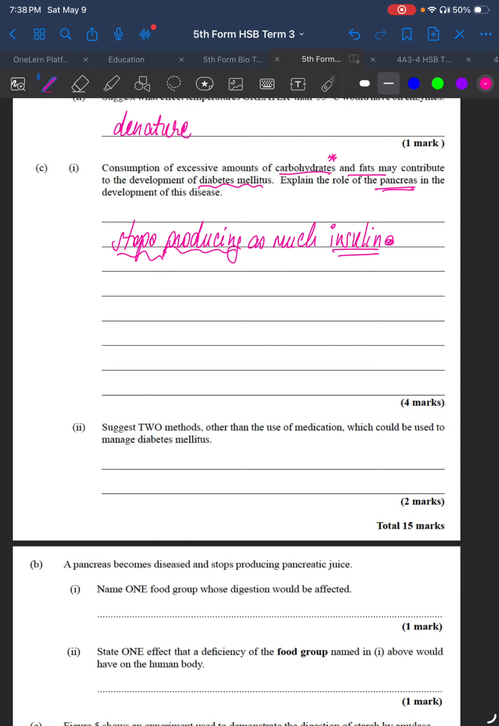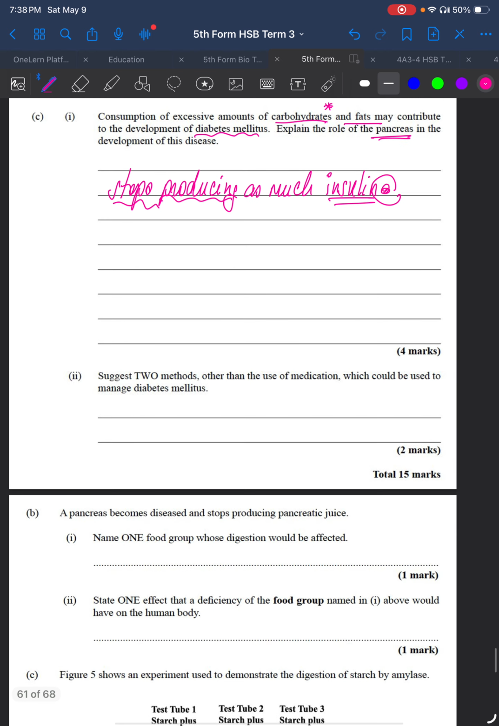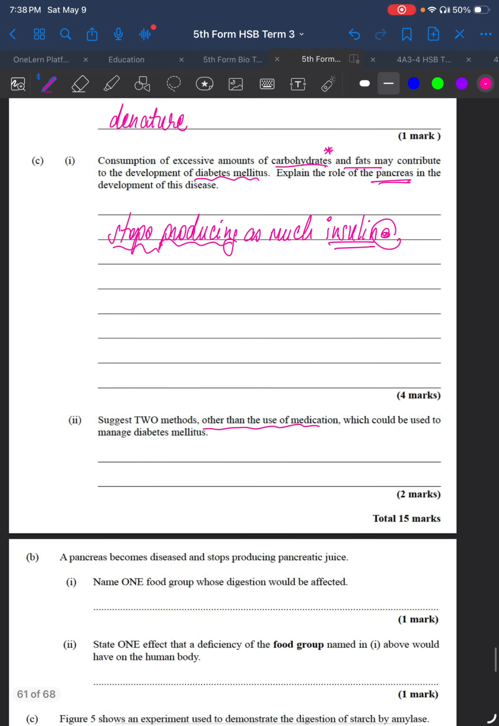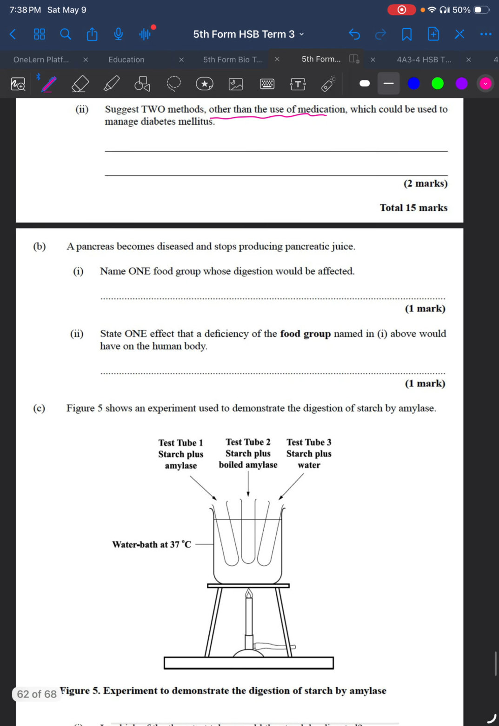The other option that can happen is that they may produce enough insulin, especially in the beginning, but then the insulin is no longer effective. And so it's as if they don't have any, right? So that is how that disease, high blood sugar, can result, leaving the sugar in the blood, not going into the cells. The next question says, suggest two methods other than the use of medication which could be used to manage it. So basically just reversing what was done up above here. Take out the carbohydrates, take out the fats, increase the exercise.